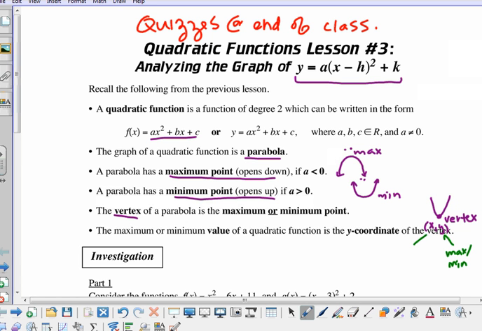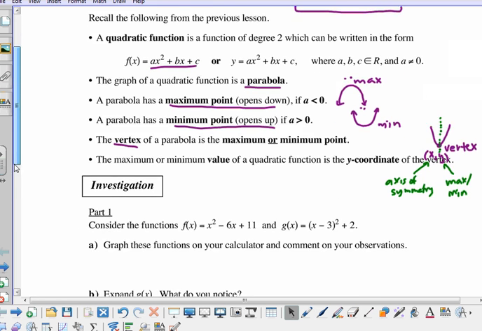What did we use the x for? What do we call that? Remember the dotted line in the middle? Cuts it in half. What do we call that line? Symmetry, the axis of symmetry. Okay, so the axis of symmetry is wherever x is. So if this value was 2, x equals 2 would be the axis of symmetry, where it cuts it in half.